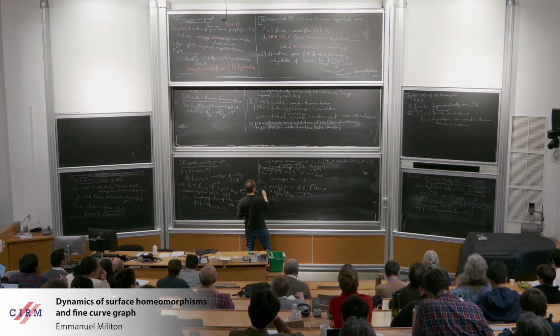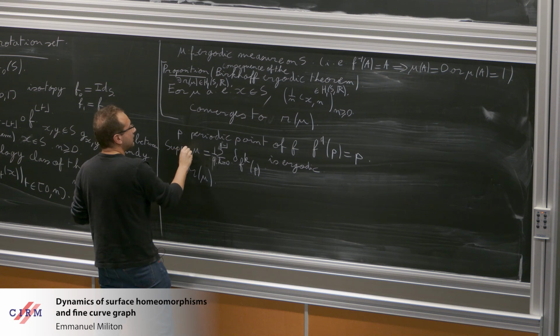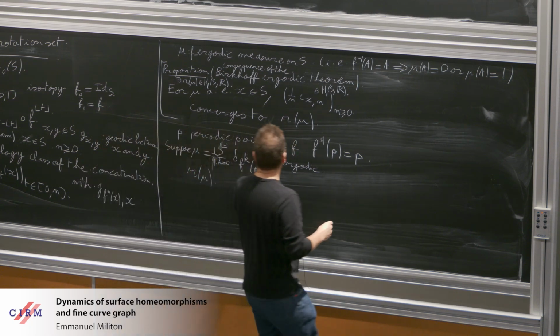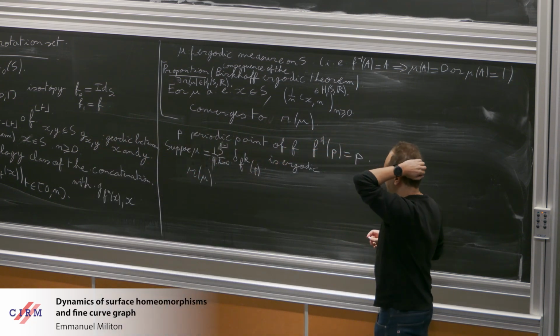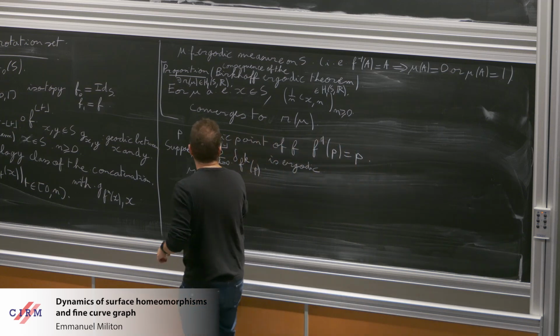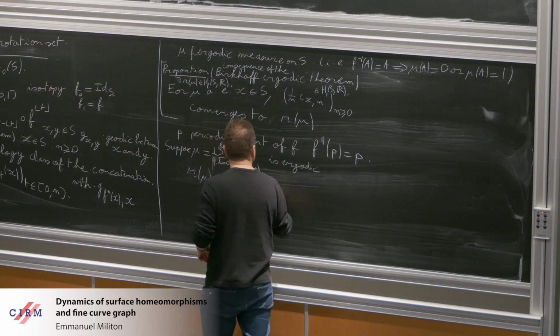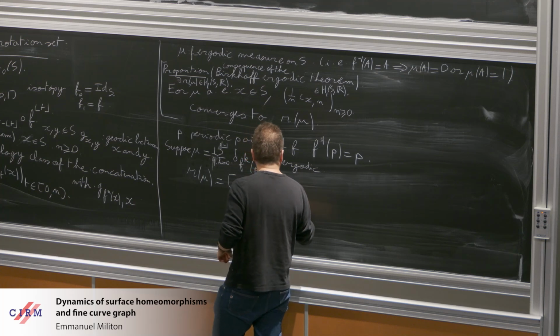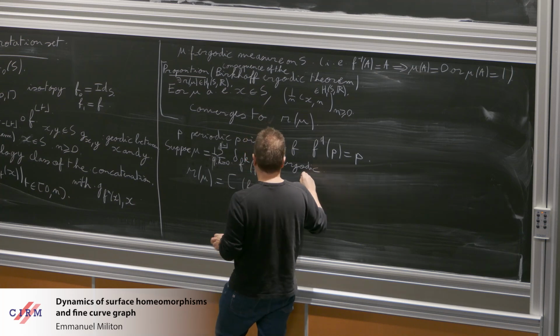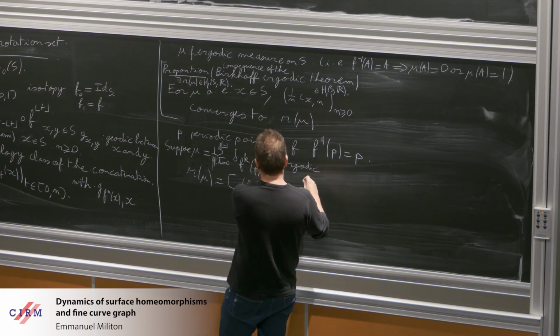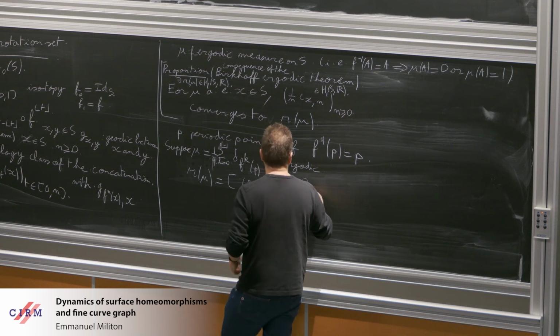Okay, suppose Q is prime, it will be ergodic, for instance. Then R of mu is just the class of your path, the path when you follow your isotopy until the time 2, Q.